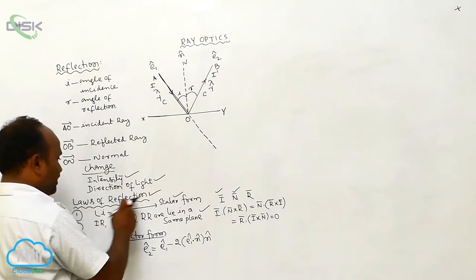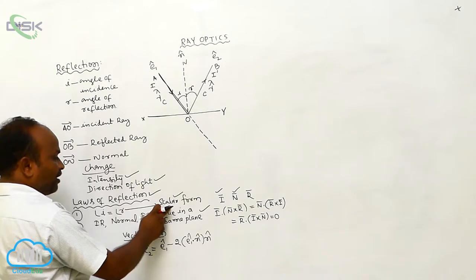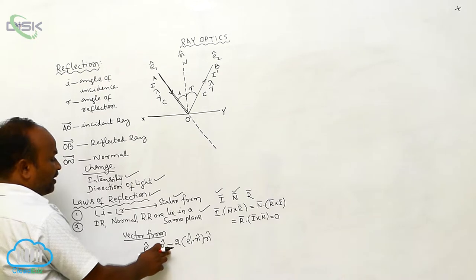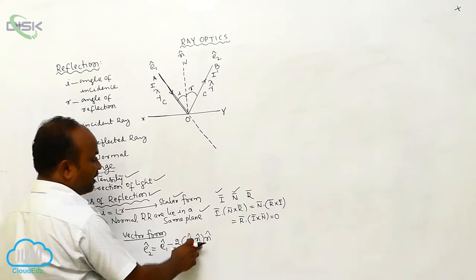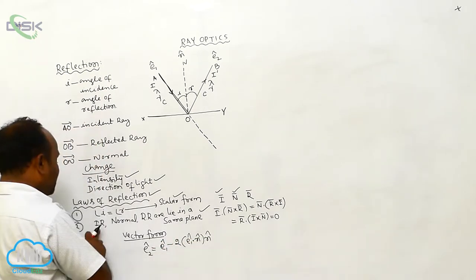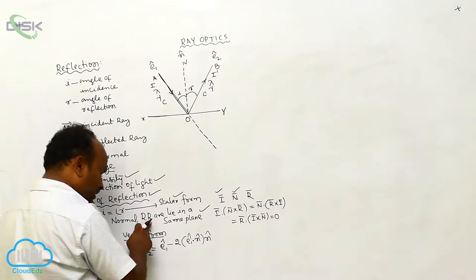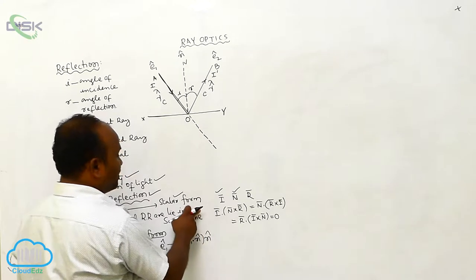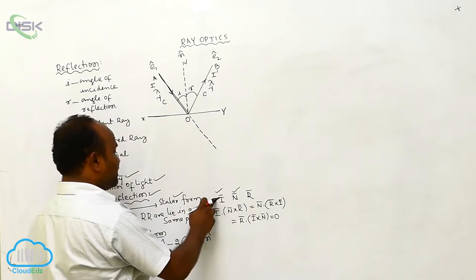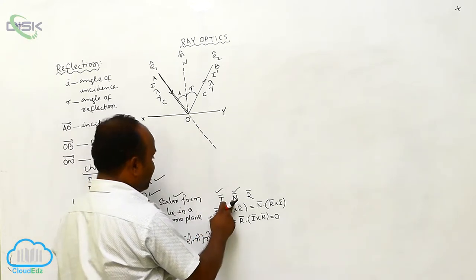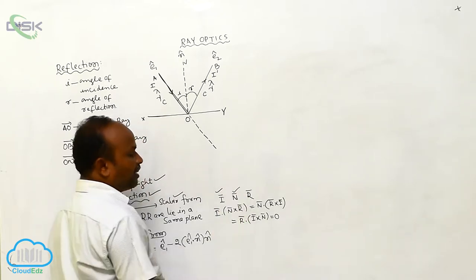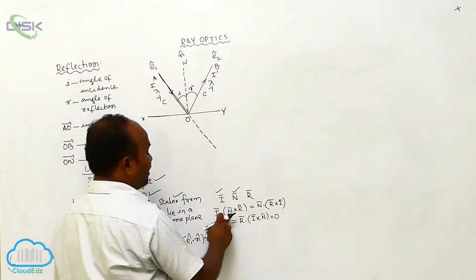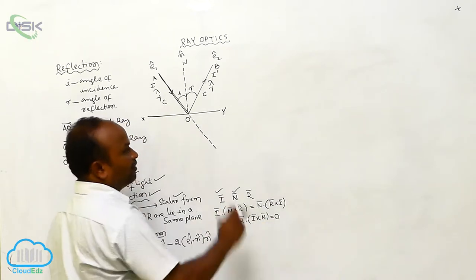This is the scalar form, I is equal to r. What is the vector form? E2 is equal to E1 minus 2 into E1 dot n into n. The incident ray, normal, and reflected ray are lying in the same plane. In other words, we can say if the incident ray is I bar, the normal is n bar, and the reflected ray is r bar, then I dot n bar cross r bar is equal to 0.